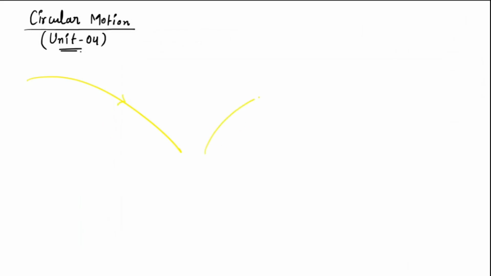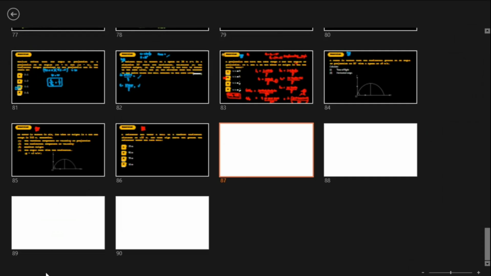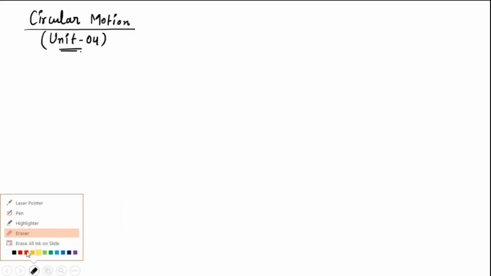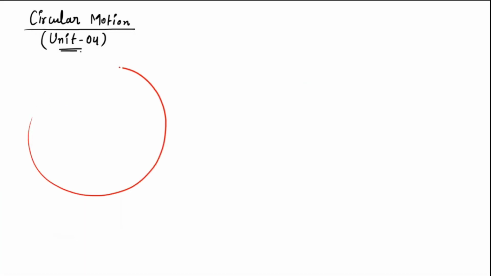This way also it is possible. This is the case of horizontal projectile, whereas the second case is the case of ground to ground projectile. But that is not what we have to learn in today's session. We have to talk about circular motion.